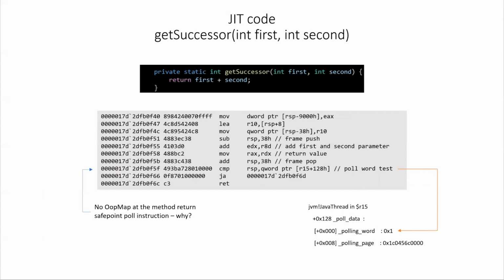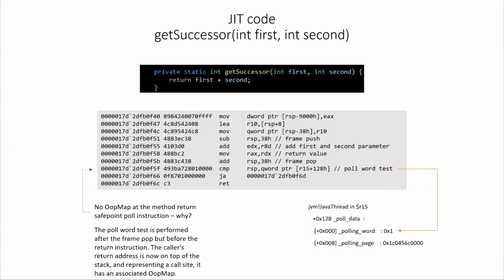We also saw on the previous slide that together with inserting the Safepoint poll test instruction, the JIT had also provided an associated OOP map for that location. But in this code here, the Safepoint check compare instruction does not have an OOP map associated. Why is this?